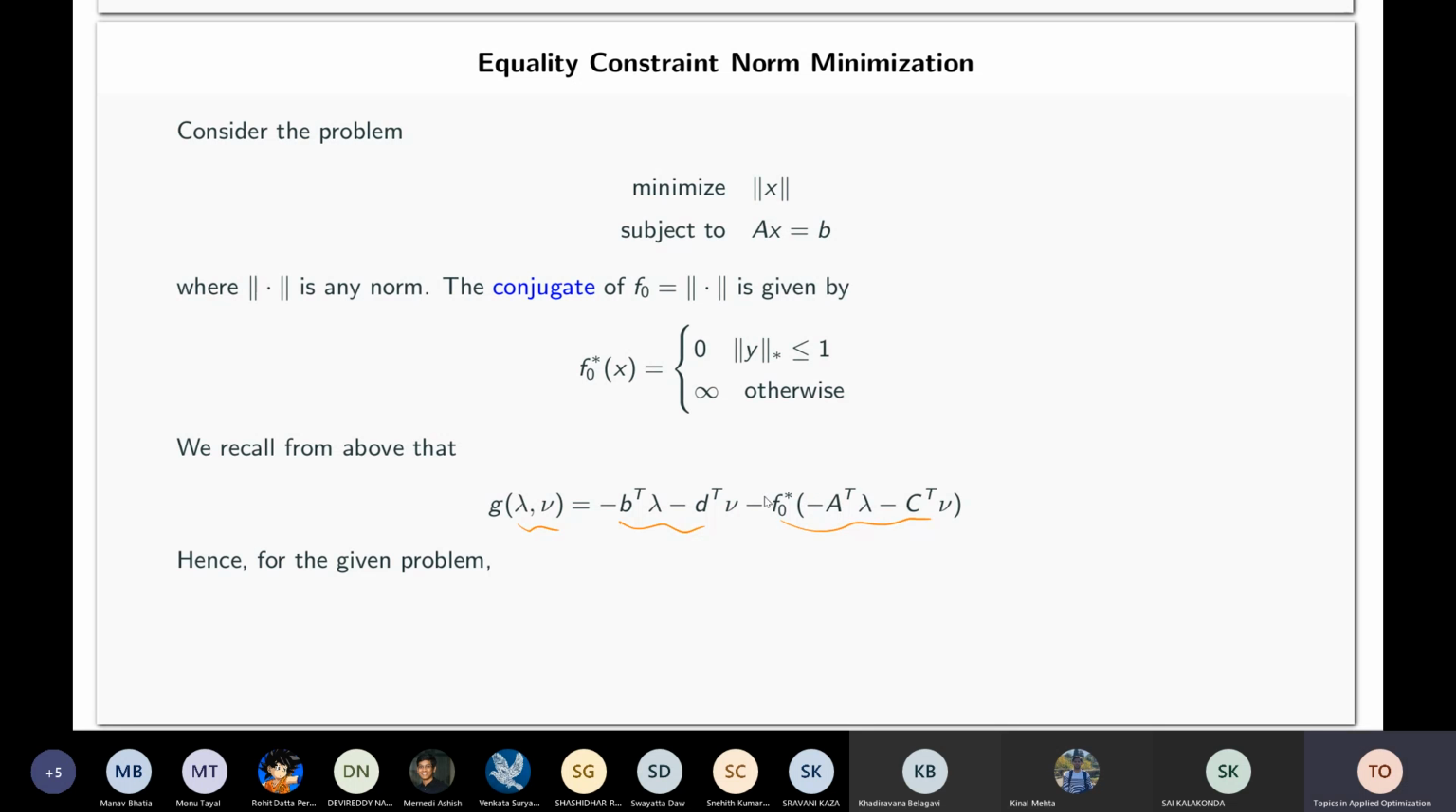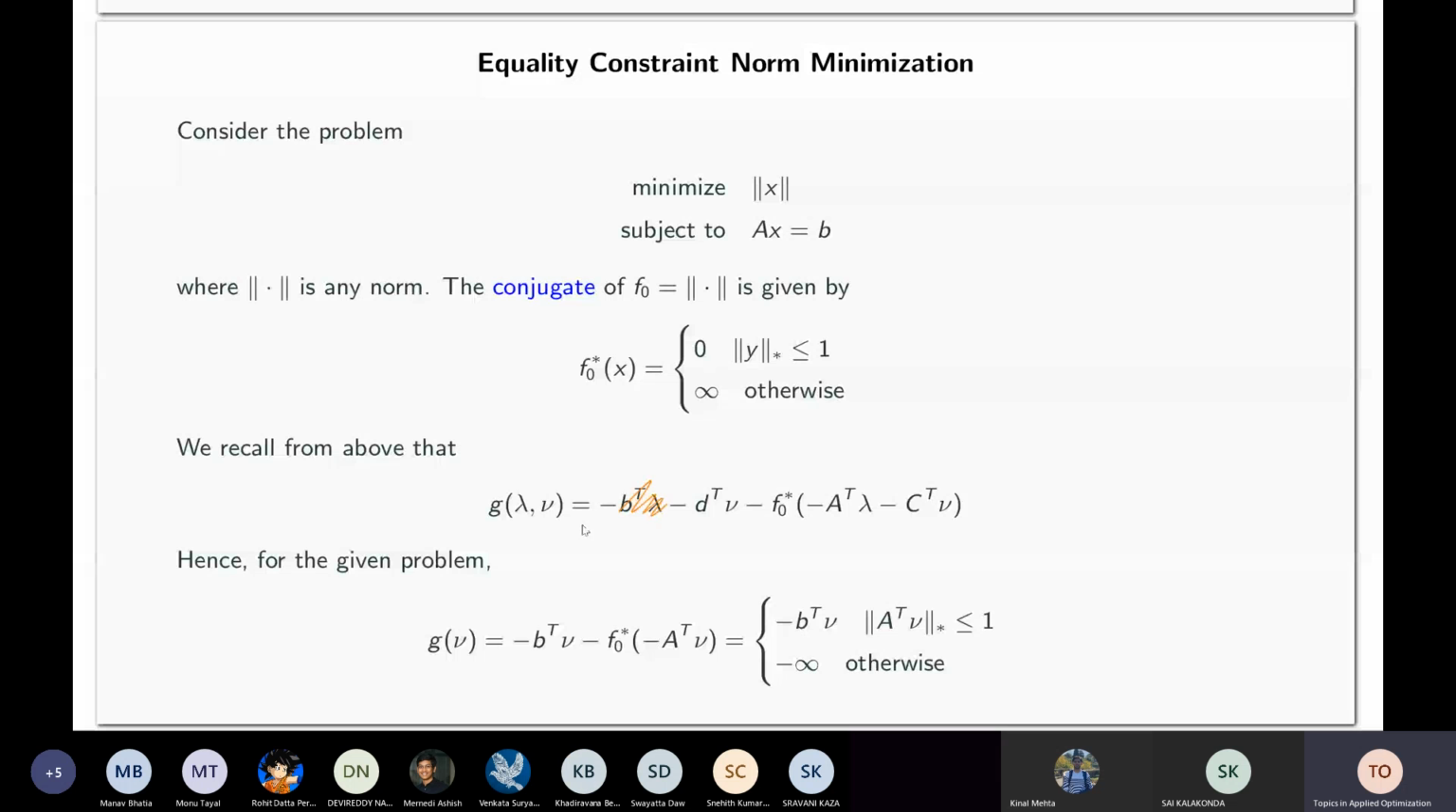At this place I just have to substitute the conjugate. Lambda and nu, right? No, I think this term is not there, because this is just an equality constraint, so it is enough to have just this: Ax minus b, and then nu transpose, and then plus f naught x.